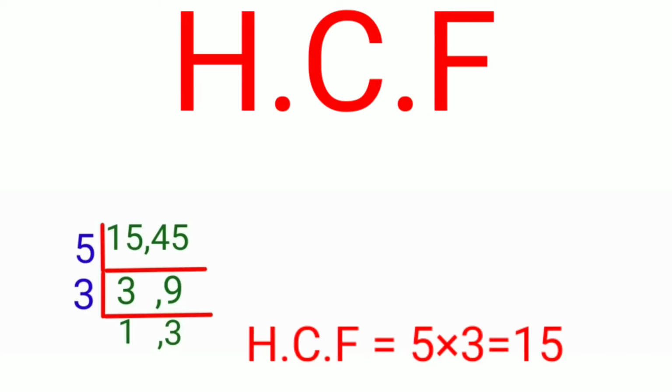Highest common factor is the biggest number which divides the given numbers. We can say it as HCF, or the greatest common divisor, that is GCD. If 2 and 4 is given, we can easily calculate the HCF by seeing it.